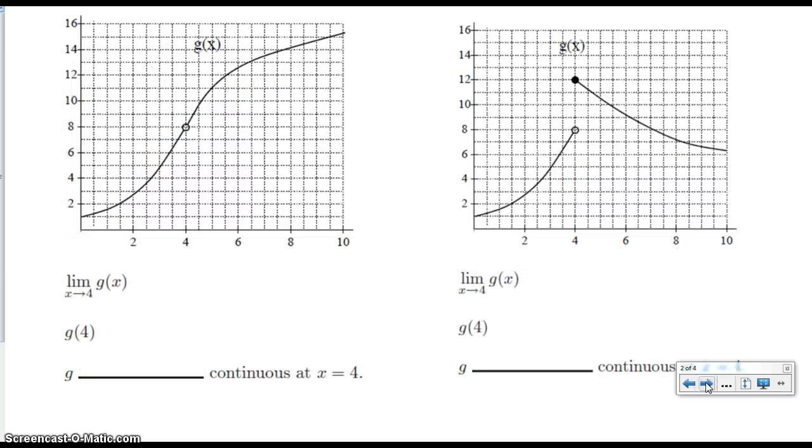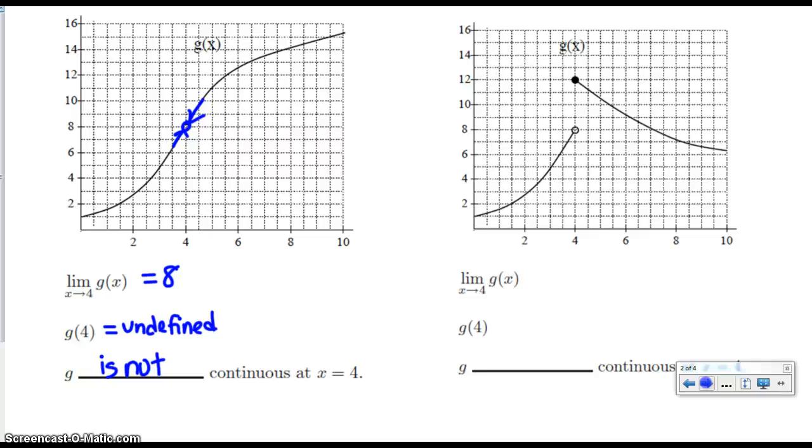In the next example, again, we have a hole. Again, the limit here would be 8 because both sides of the graph are approaching 8. The function value, however, at 4 is undefined. There is no function value at 4, because of the hole, there is no closed point at 4. So again, the limit does not equal the function value, which means this function is not continuous at x equals 4. Again, you cannot trace this graph without picking up your pencil.